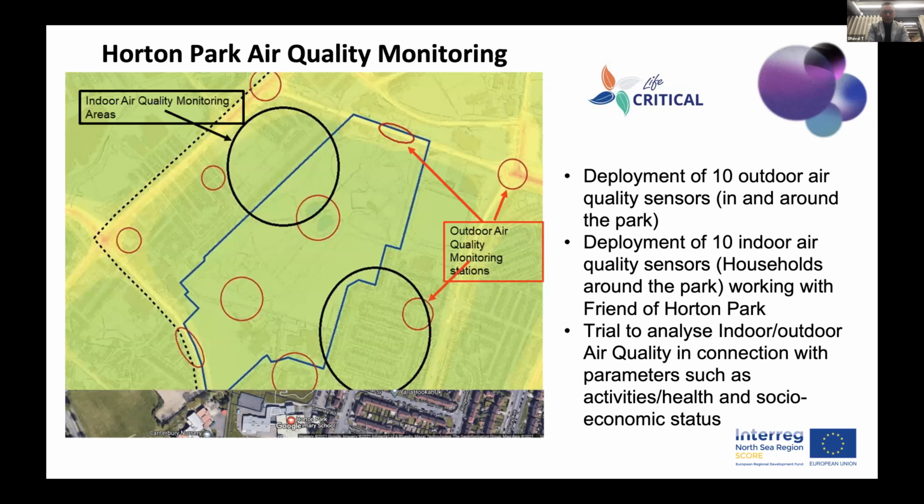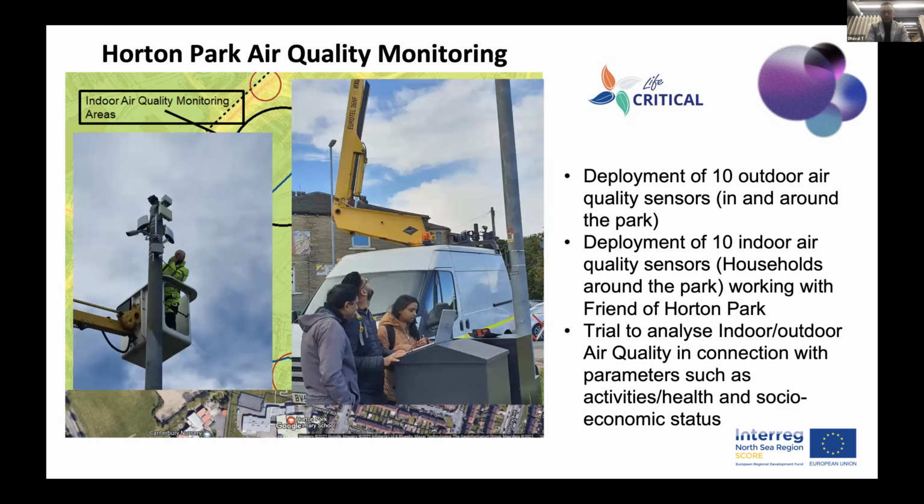So what I'm going to do now, so this just shows the locations we have chosen. The black circle shows the indoor air quality monitoring areas, and the red circle shows the areas where we are deploying outdoor air quality monitoring stations. And this is some of the team at work in terms of deploying the sensors, but also the LoRaWAN gateway, which allows these devices to be connected to the internet.